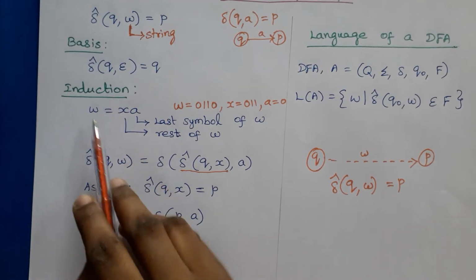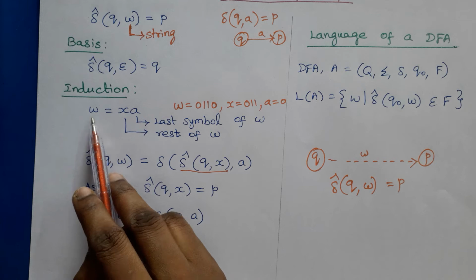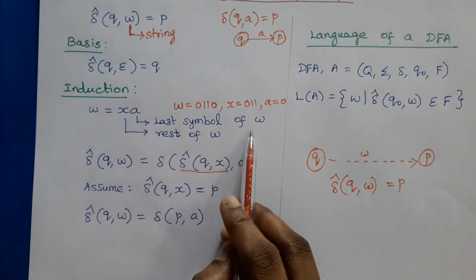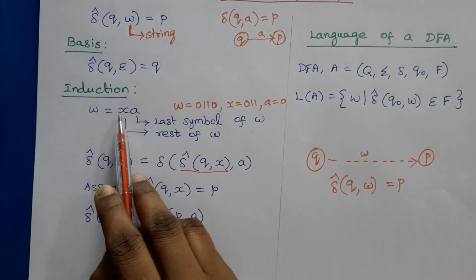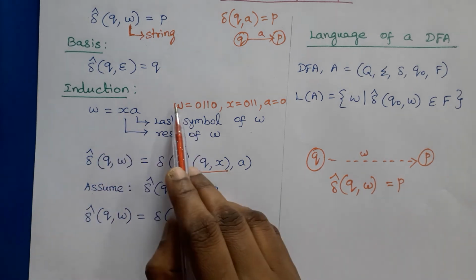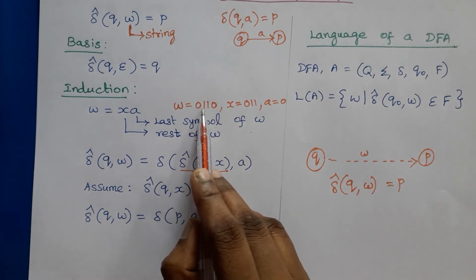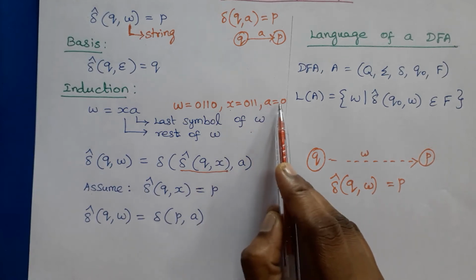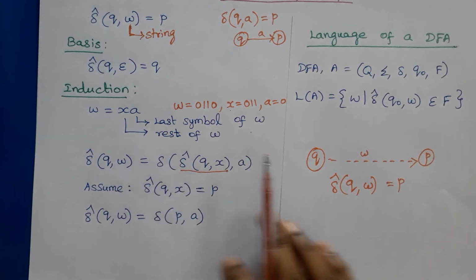For the induction step, we need to take some larger string W. The W is in the form XA, where A is the last symbol of W and X is the remaining symbols of W. That is, X represents all symbols of W except the last one. For example, if W is 0110, then X is 011, all symbols of W except the final symbol, and A is the final symbol 0. It is written like this because this is a recursive definition.